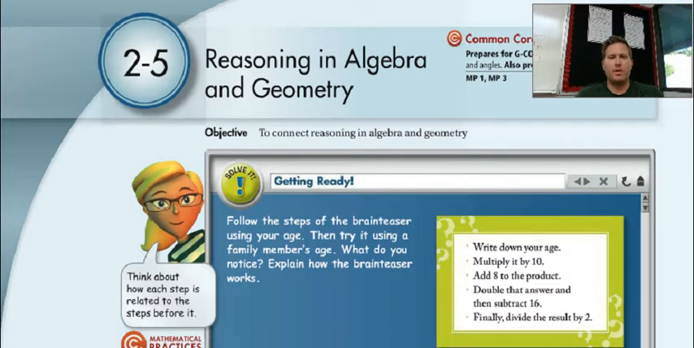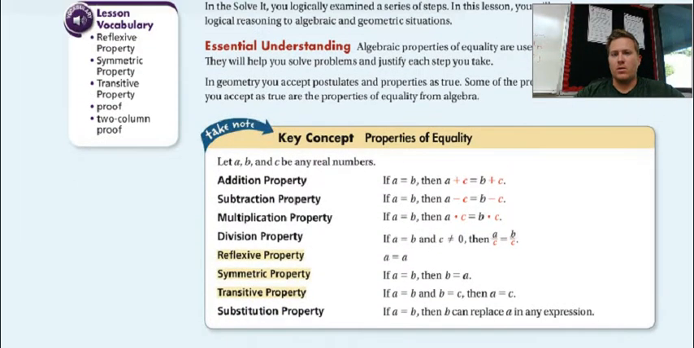So at the top of your paper, you're going to write 2.5, Reasoning in Algebra and Geometry. So our objective today is to connect reasoning, algebra, and geometry. So we're connecting algebra, and now we're connecting it with geometry. All right. So here we go.